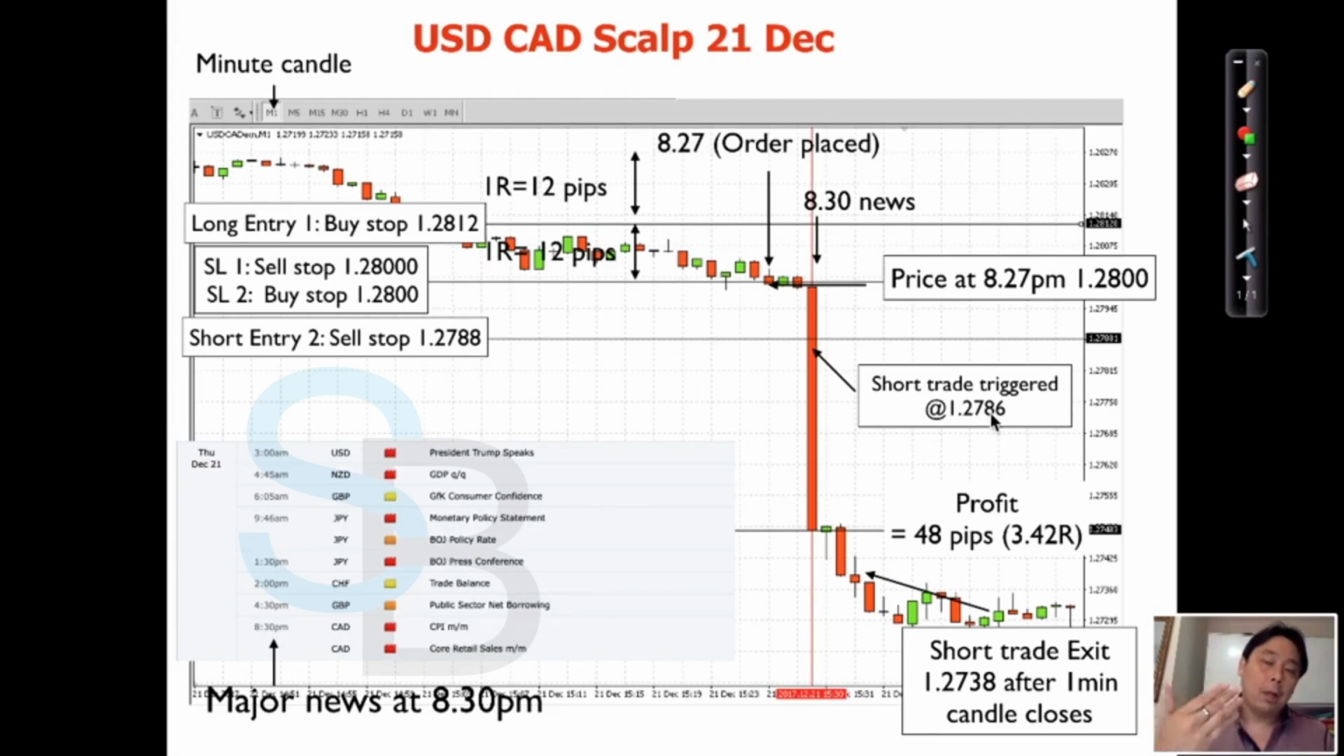2 pips lower than what I intended, and that's fine, right? 2 pip off is okay. So my actual risk is not 12 pips, my actual risk is 14 pips if you think about it. Yeah, but close enough.